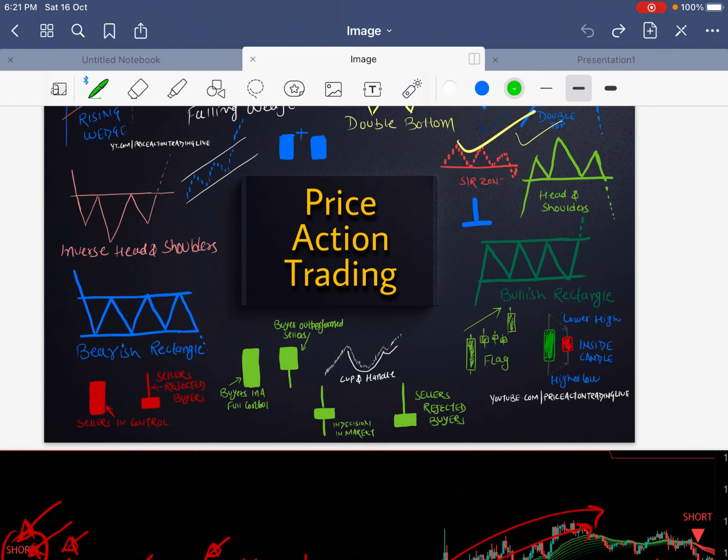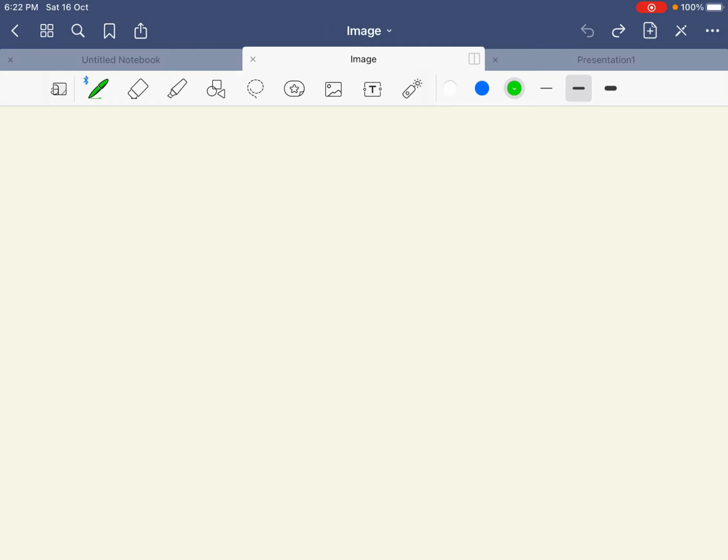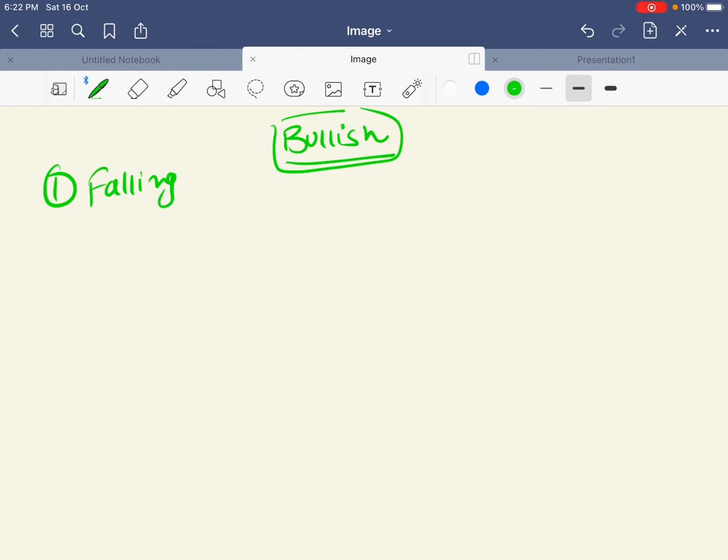So let me start with some bullish patterns: how they look, how you will take entry, and how to place your stop loss and target accordingly. Firstly I am going to draw some bullish patterns. My first chart pattern is the falling wedge. So how does this pattern look and how to take entry?